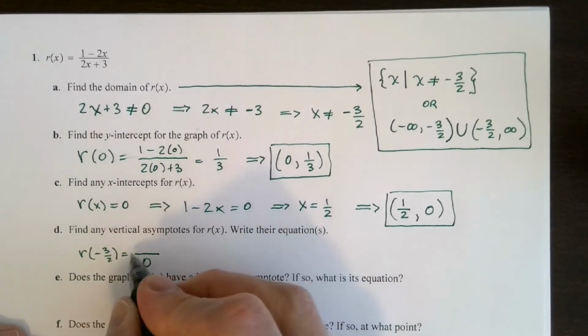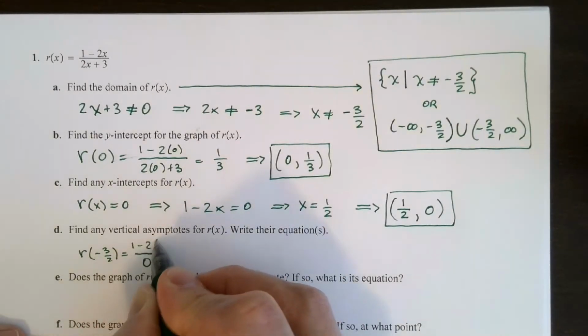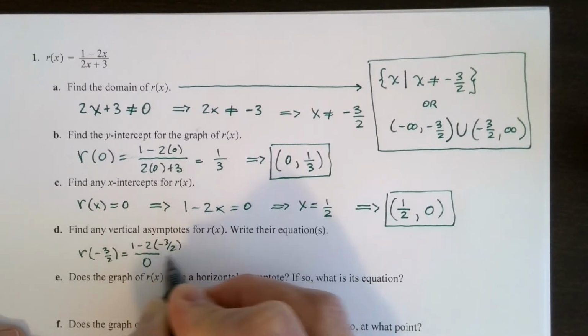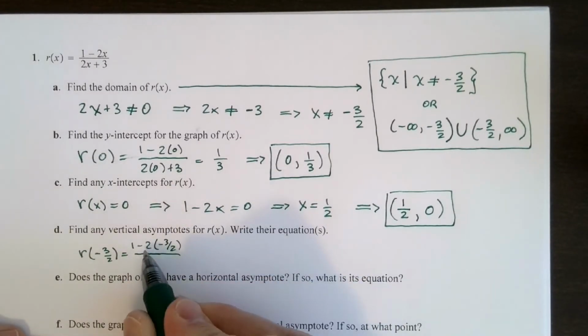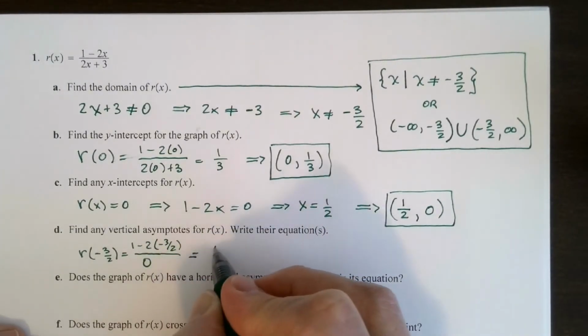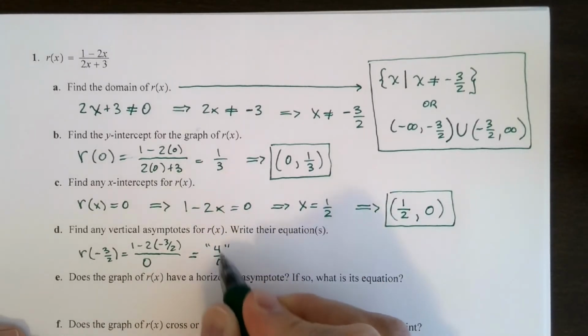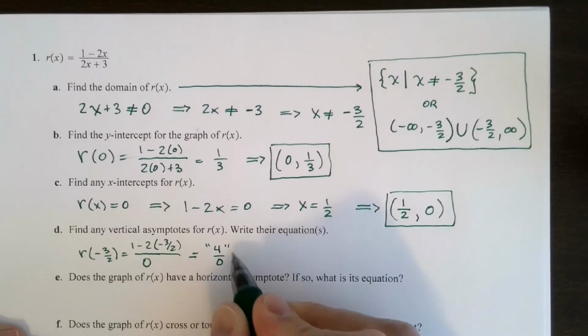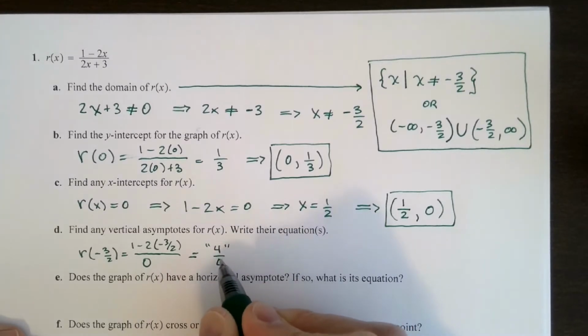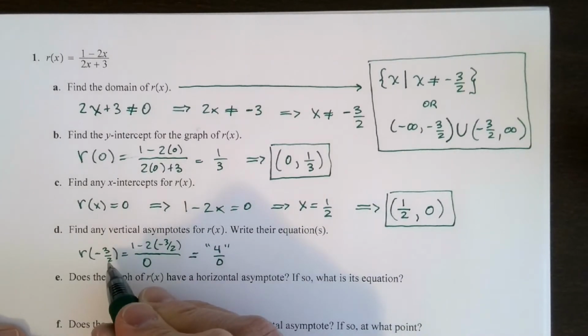If I plug in 1 minus 2 times negative 3/2, the 2 cancels, I get negative 3. 1 minus a negative 3 is 1 plus 3. I get 4 divided by 0. I'll put that in quotes again. That's not a real number. I can't divide by 0. But what this form is telling me is that I have a vertical asymptote at negative 3/2.